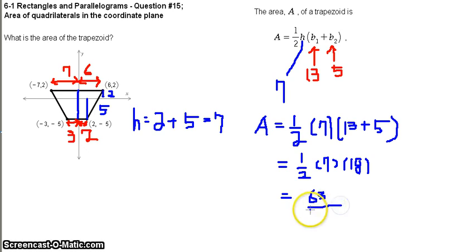So that is your final answer, and that is the area of the trapezoid on the coordinate plane. Good luck.